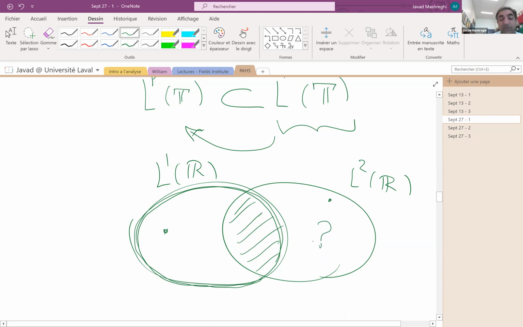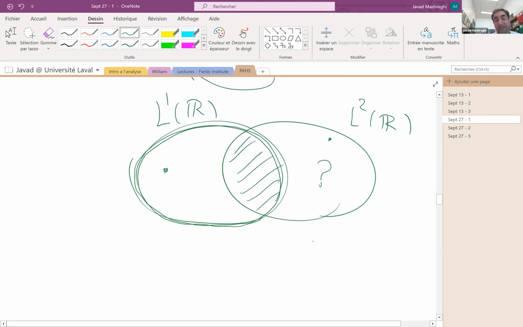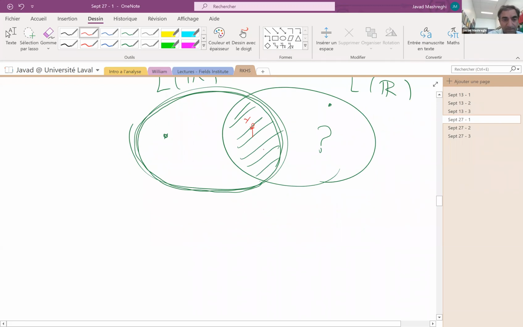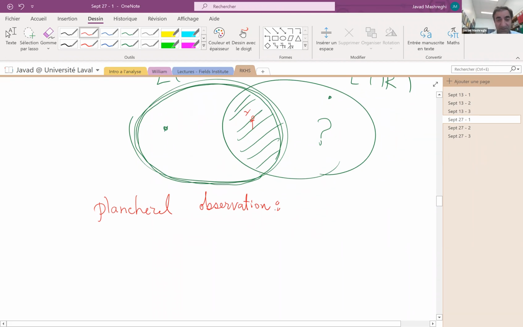What can we say about the functions which are not in the intersection? And that is the very profound observation of Plancherel, which is the starting point of his theory, but that's the most important observation, and everything else comes after this one. Here is his observation. Consider a function f. Plancherel's observation, or if you wish, Plancherel's fundamental observation, really fundamental.